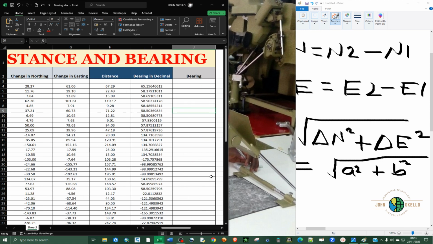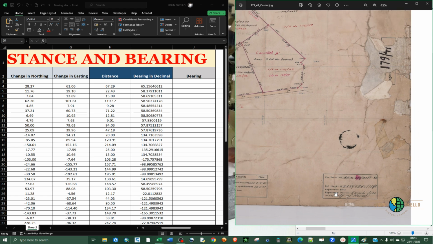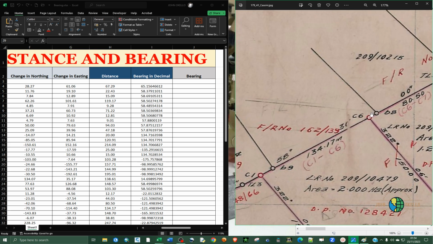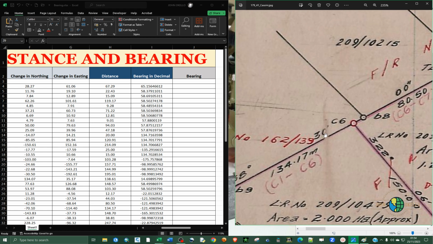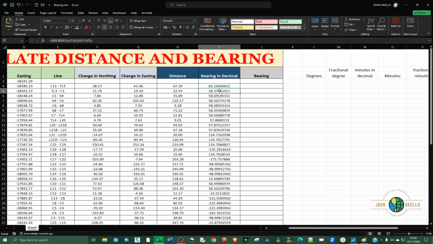Now let's again have a preview of our calculations. So if I open up this survey plan of ours, let's say from B9 to C6, you can see that from the survey plan it is 58 degrees, something like 30, I guess this is 30 minutes and 0 seconds. And from our calculation, you can see that the integer, the degree is 58. So we are now going to convert these values to degrees, minutes and seconds.